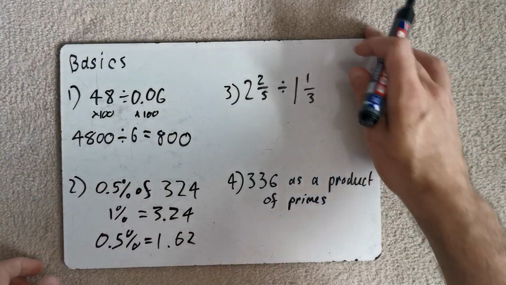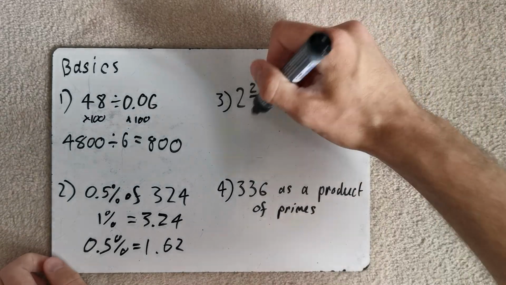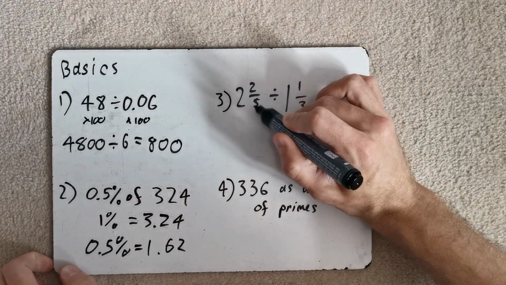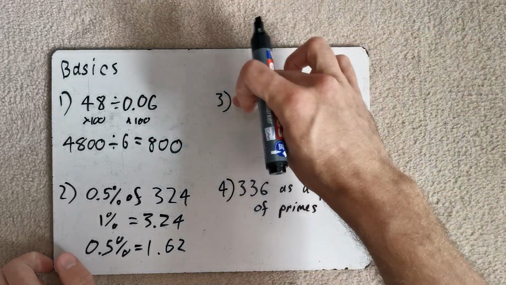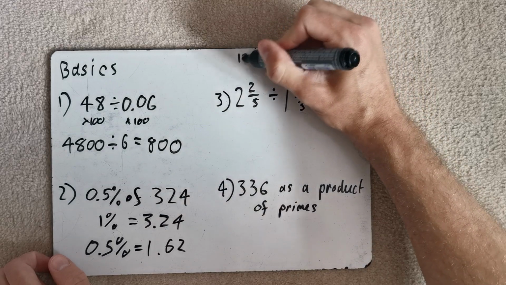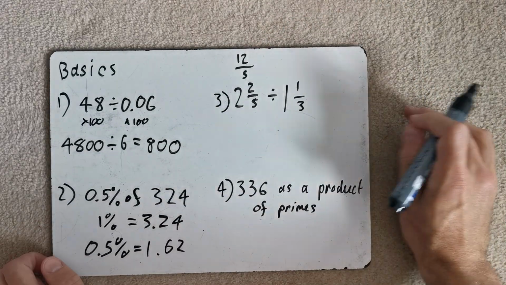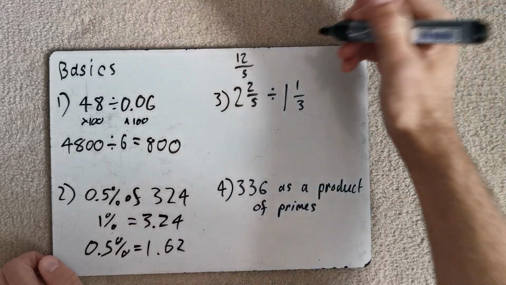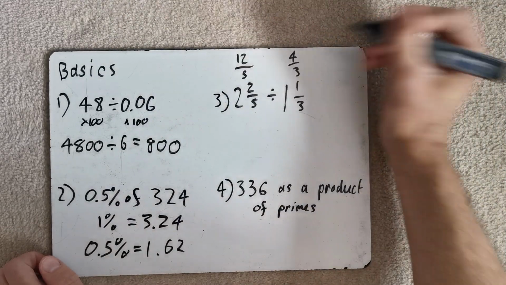We're dividing fractions, but they are mixed fractions, of course. Let's turn that into an improper fraction. So, big times bottom, then add the top. So 2 times 5 is 10. Add the 2, so that becomes 12 out of 5. Big times bottom, 1 times 3 is 3. Add the 1, it'll be 4 thirds.